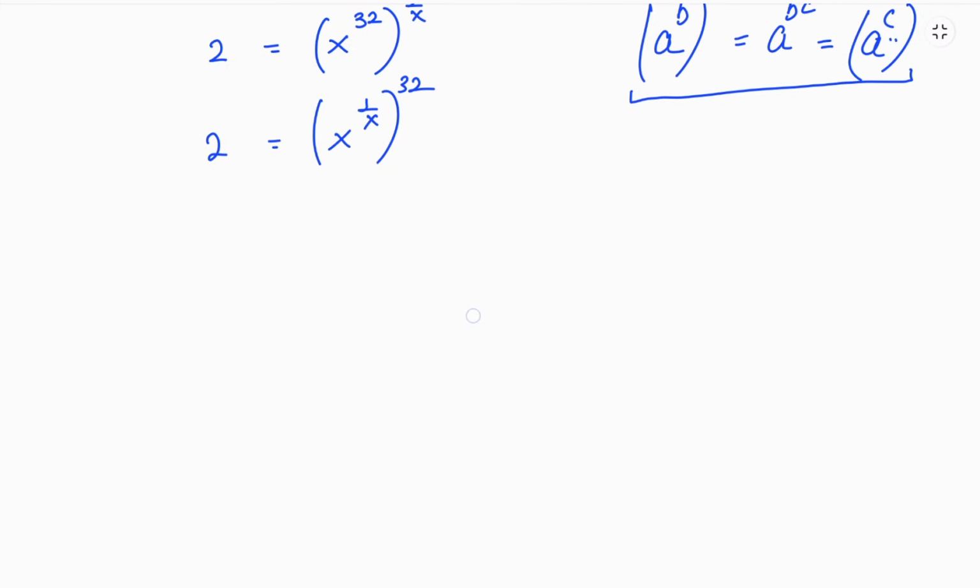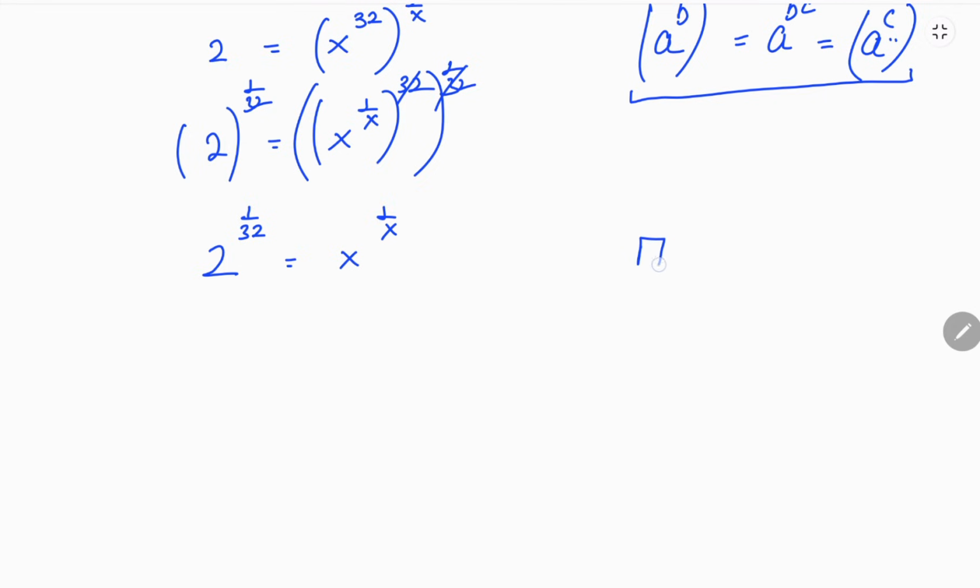Now if I want to remove 32 from the right hand side, so what will I do? I will take the power 1 by 32 on both sides, right? So on the right hand side it will cancel out, right? Because we can multiply the powers and it will get cancelled out. And on the left hand side we have 2 raised to power 1 by 32. Now if you see this carefully, you have x raised to power 1 by x. If on the right hand side I somehow can make it something raised to power 1 by something, like that, in the form of the right hand side only.